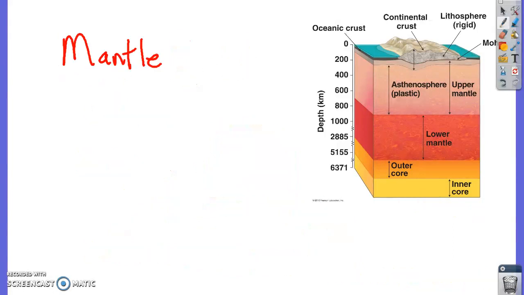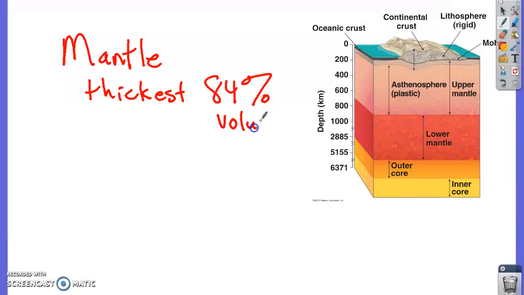So next, as we're moving out from the center of the Earth, we have the inner core, the outer core. Then we have the mantle. The mantle is the thickest layer of the Earth, the biggest part of it. 84% of it by volume, basically. So we're talking almost all of it, more than 4/5 of it by volume is mantle.